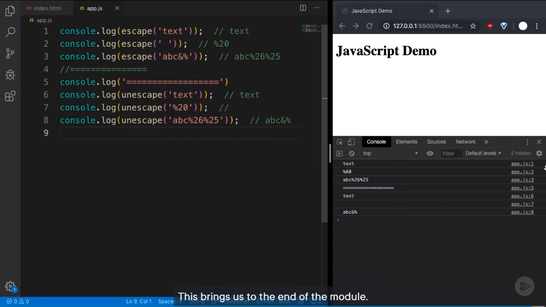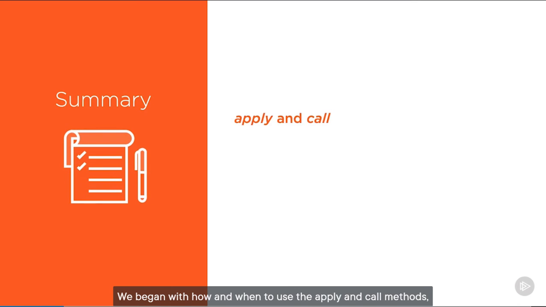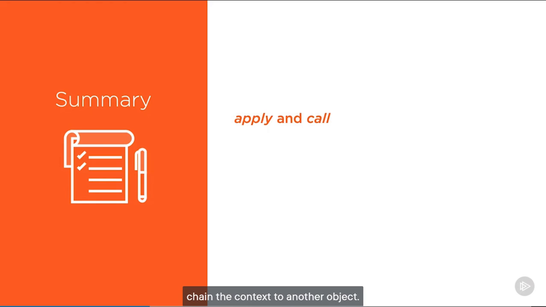This brings us to the end of the module. Let's review what we covered in this module. We began with how and when to use the apply and call methods, how they differ from each other, and how they let us change the context to another object.